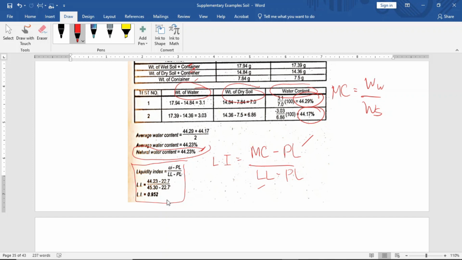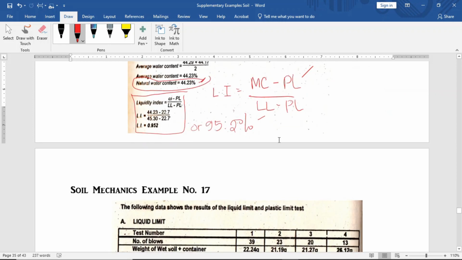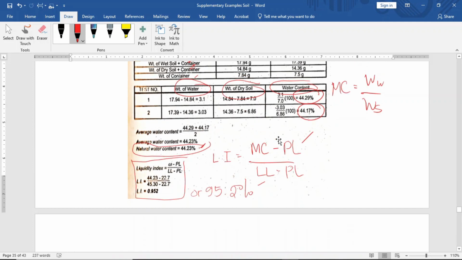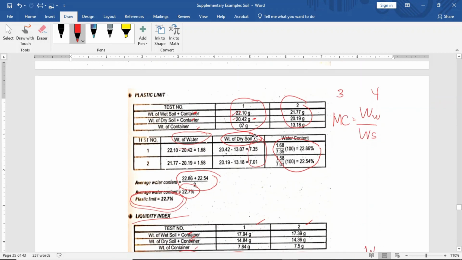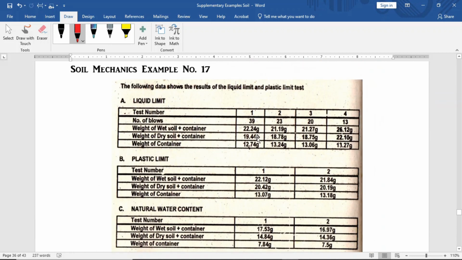So, ang LI natin or liquidity index is 0.952 or kung gawin natin in percent, 95.2%. Yan na yung liquidity index natin. Madali lang, di ba? As long as alam natin yung gagawin dito, table lang. So, dito, another example to.